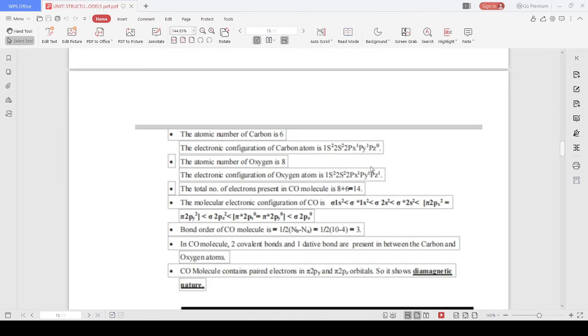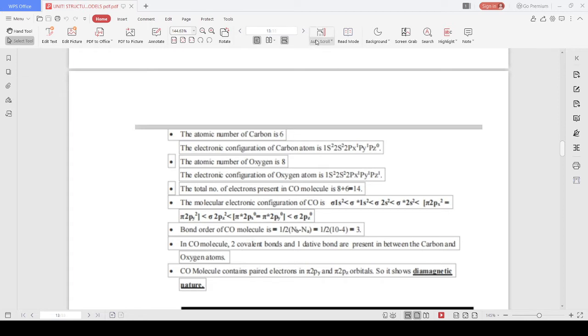The bond order is 3. In the carbon monoxide molecule, 2 covalent bonds and 1 dative bond are present between the carbon and oxygen atoms. The carbon monoxide molecule contains paired electrons in the pi 2py and pi 2pz orbitals. So it shows diamagnetic nature.